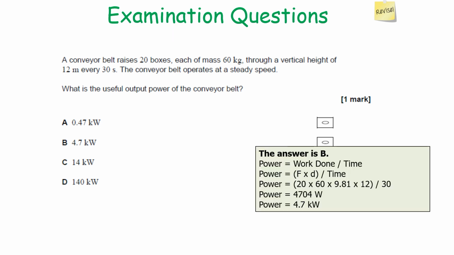Right, so the answer for this one is B, because we know power is work done over time. Work done is the force times the displacement in the direction of the force. So you can say power is force times distance over time. The first thing to note in this question is you're given the mass in kilograms. Because it's moving a vertical height, the force is going to be the weight of the object, so you would do 60 times 9.81. Also note in this calculation we times by 20 because there are 20 boxes being raised, each with a mass of 60 kilograms, and then we times it by 12 because that is the vertical displacement, then divide it by 30 because that's how long it took. Therefore we've worked out our useful power out to be 4.7 kilowatts.